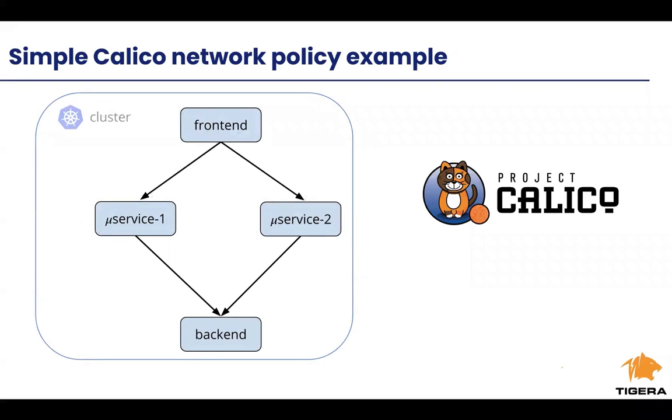The sample Calico network policy example that we have in the GitHub repo is meant to secure a typical 3-tiered application that you might be developing inside of your own cluster, where you have a front end, a couple of microservices behind it, like a web front end and a couple of microservices that implement the business logic of the application, and then those connect back to a backend database.